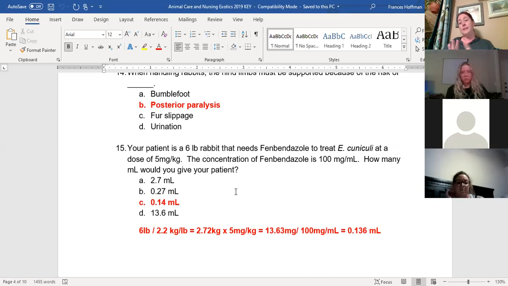We need to take our 6-pound rabbit and divide by 2.2 to get to kilograms. So 2.72 kilograms times our 5 mg per kg. And that's going to give us 13.63 milligrams, which then we divide by our concentration of 100 mg per mL, and we get 0.136, which rounds up to 0.14.